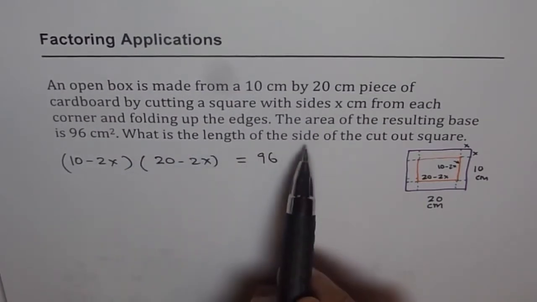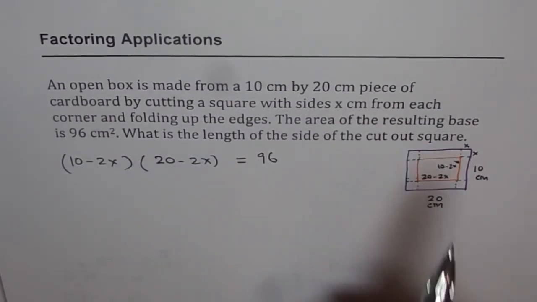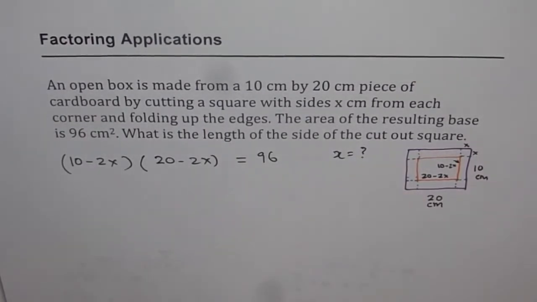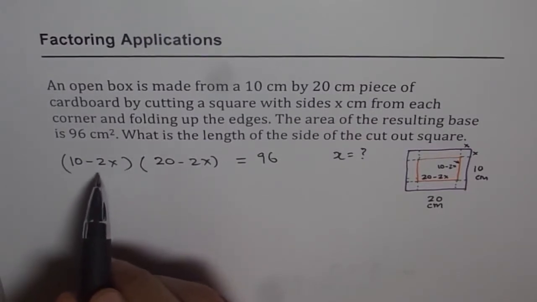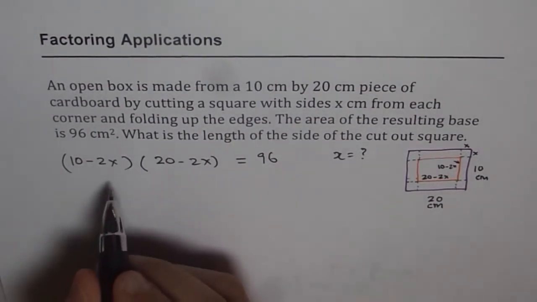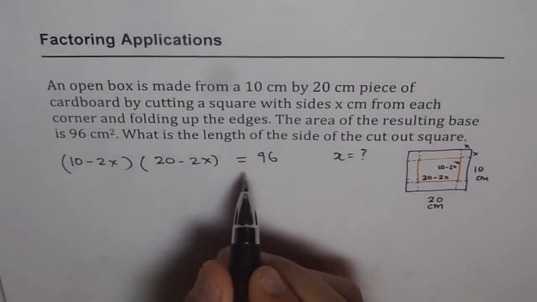What is the length of the side of the cutout square? We need to find what x is. So that is the question which we need to solve. And we'll use factoring techniques to solve it, correct? So let's start by opening up these brackets and then simplifying it. But before that, as you can see here, we do have a common factor of 2 in each case, right? So let's factor this, and then we can simplify and then solve.